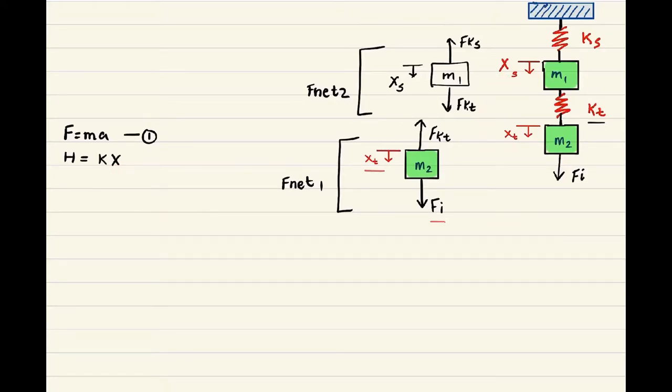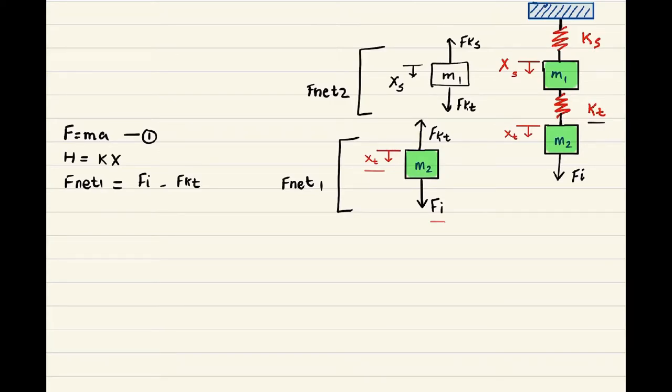So let's write down the equation for Fnet1, and we know for Fnet1 we have Fi, which is our input force, going downward, and Fkt, the second reactive force, which is going upward. The reactive force is in the opposite direction of the original input force, so we are going to subtract Fkt from Fi.